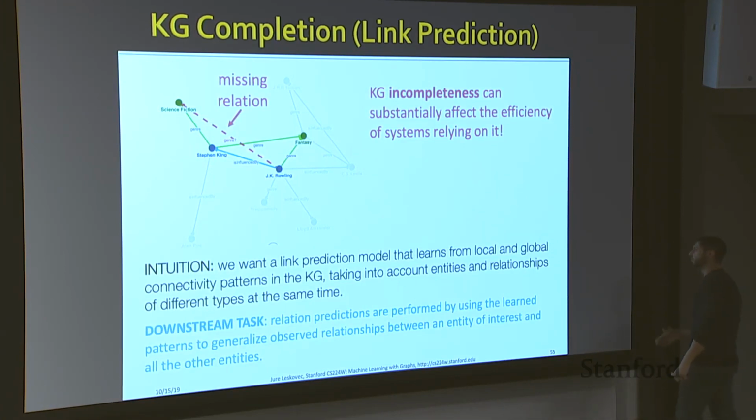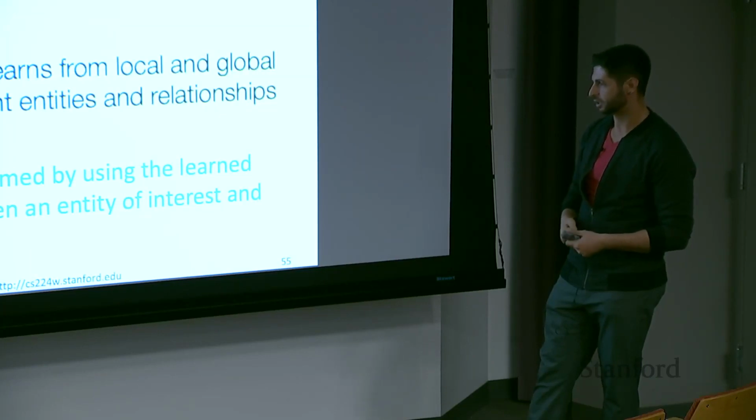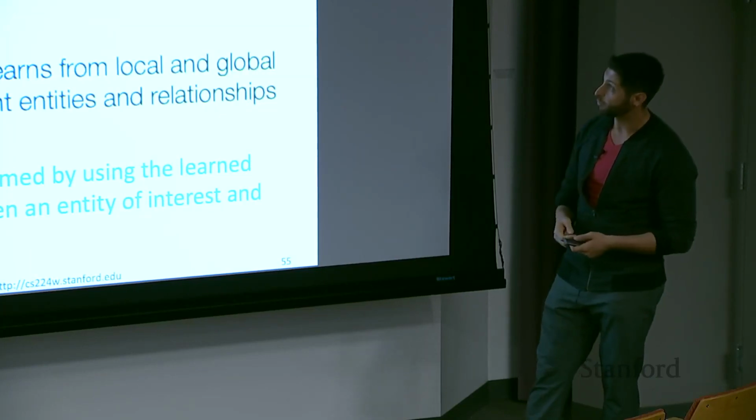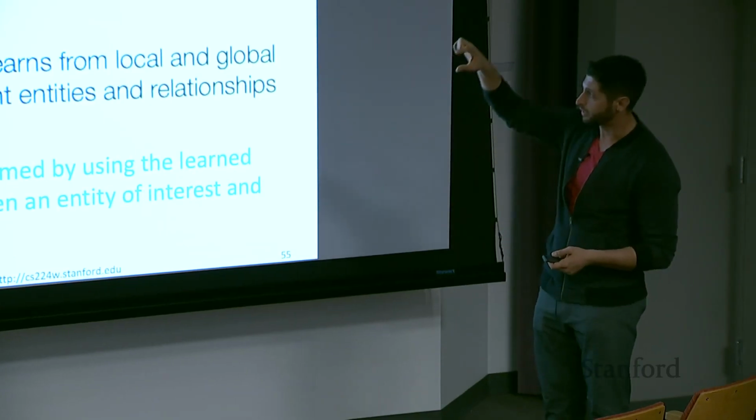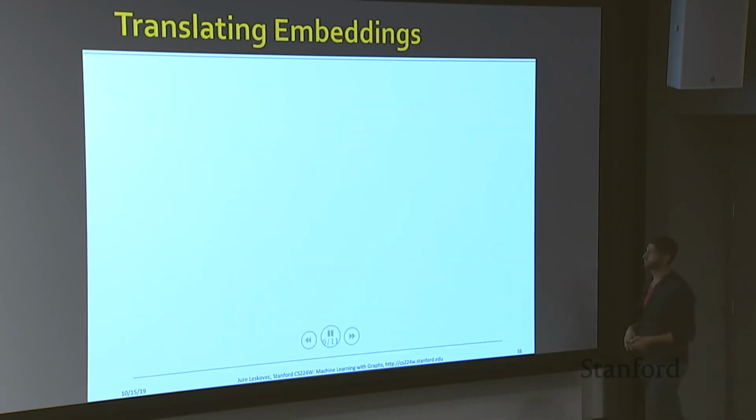And the way in which we perform this completion is the same task that we talked about a while ago, right? This is link prediction, okay? It's just that in the context of knowledge graphs, we call it completion, okay? So our downstream task is, we want to be able to predict if there are missing relationships between entities of similar type, and we also want to make sure that we're able to find the correct relation, okay? So not just the fact that there is an edge, but it's important to find the right type of that edge.